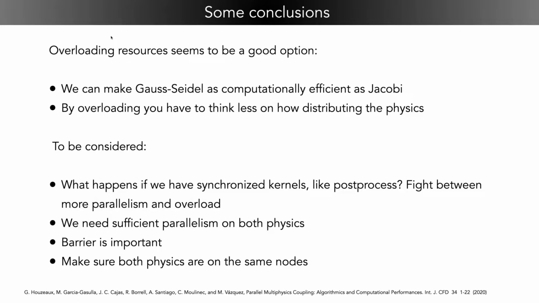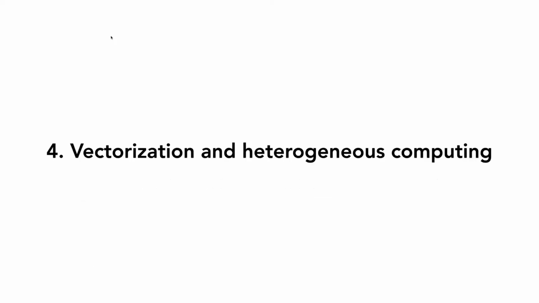The barrier, of course, is very important. If we don't use the barrier, we just overload. We can even lose a lot of time. And finally, if you're using several nodes of the supercomputer, you have to make sure that both physics are running on the same nodes.